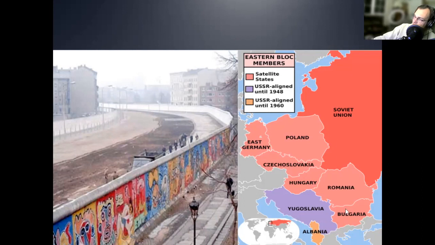On the right here, you see sort of a map of the Eastern Bloc, behind which the Iron Curtain had descended, although you'll notice that not all of the countries who are communist are aligned with the Soviet Union, most notably Yugoslavia and Albania eventually sort of broke with the USSR. We'll talk a little bit about why that is at a future point.